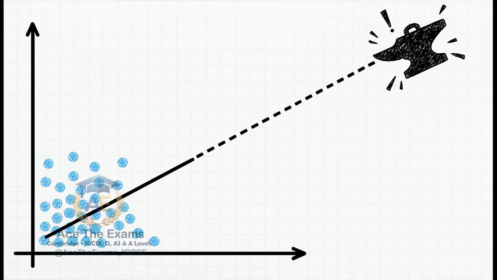The golden rule is simple. The line of best fit is only reliable within the range of your actual collected data. Never, ever extrapolate into the unknown.